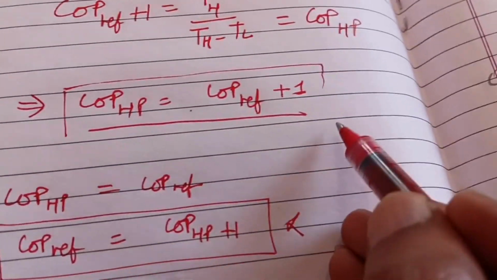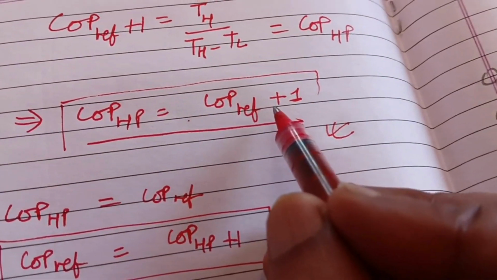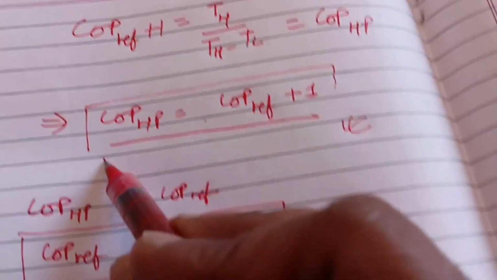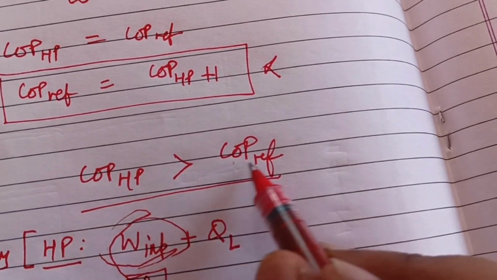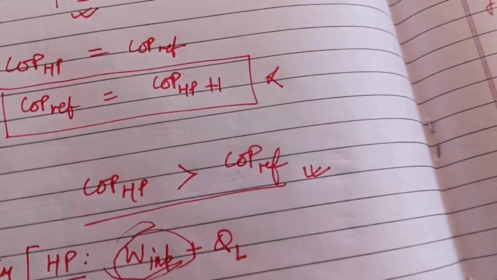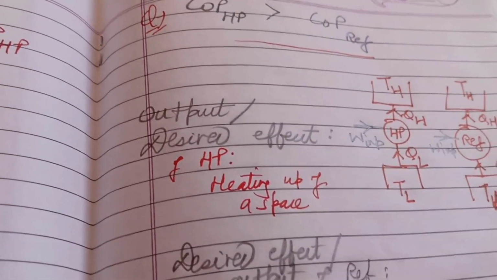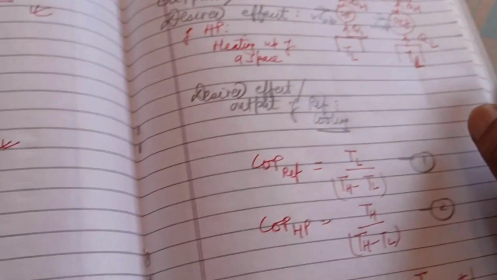So in exam you can either see this thing, if you add plus 1 to COP of refrigerator, you will get this, or simply COP of HP is greater than COP of refrigerator. So this is very common. You often see these types of questions in exams related to refrigeration and air conditioning. So just mug up and try to understand the concept behind this.